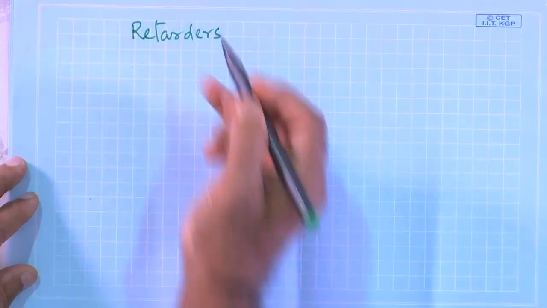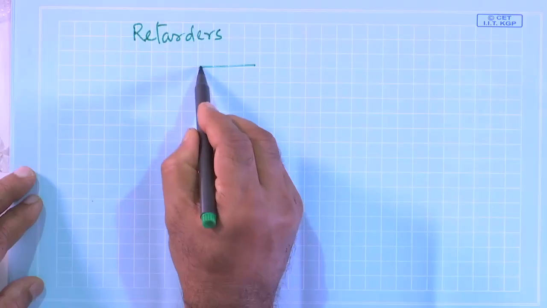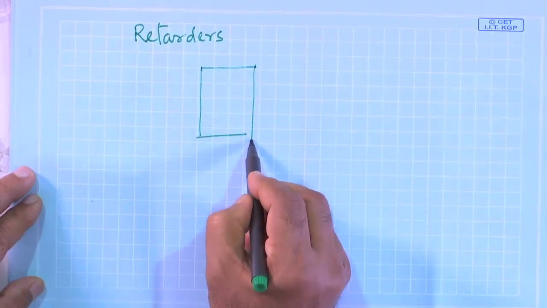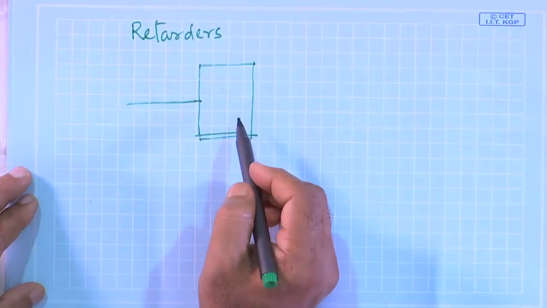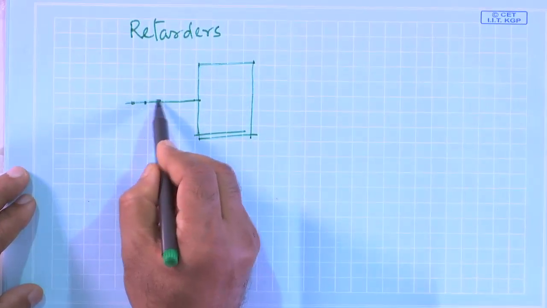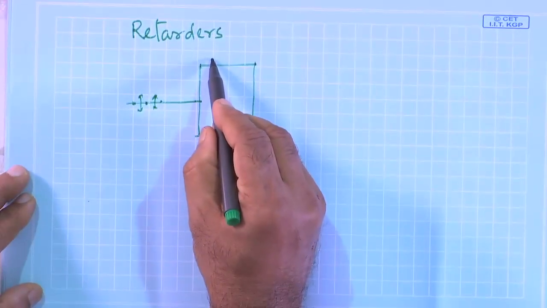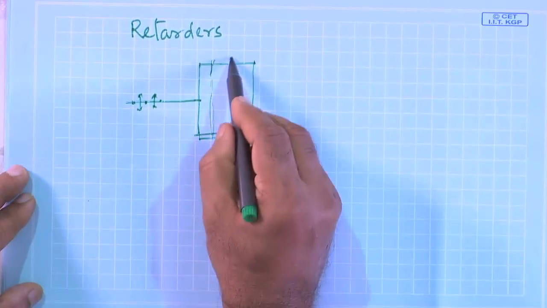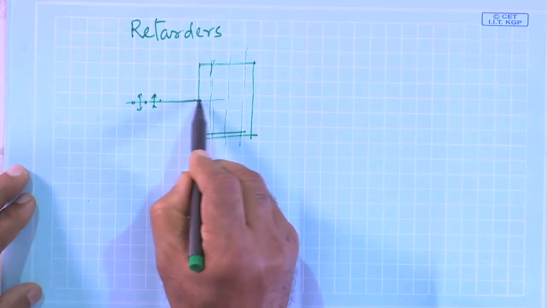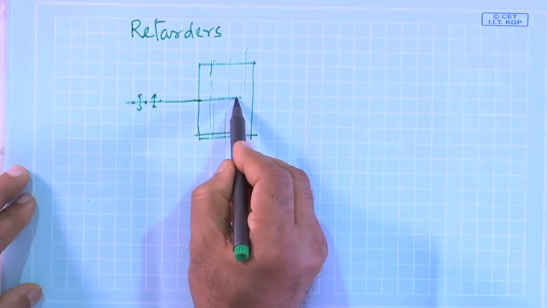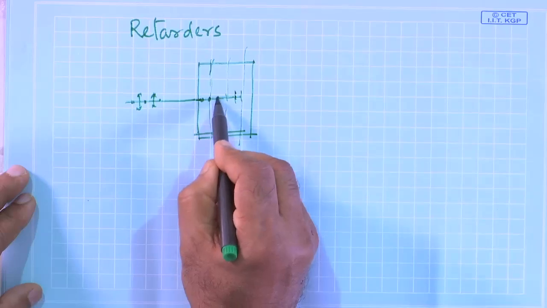So, what we have seen is this: this is the crystal, and light is falling this way, unpolarized light. If the optic axis is parallel to the surface, in this direction, then when light is moving, the E ray is moving faster than the O ray. That is what we have seen, right.